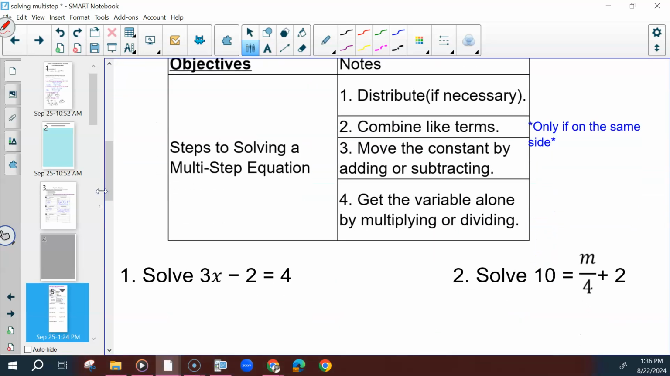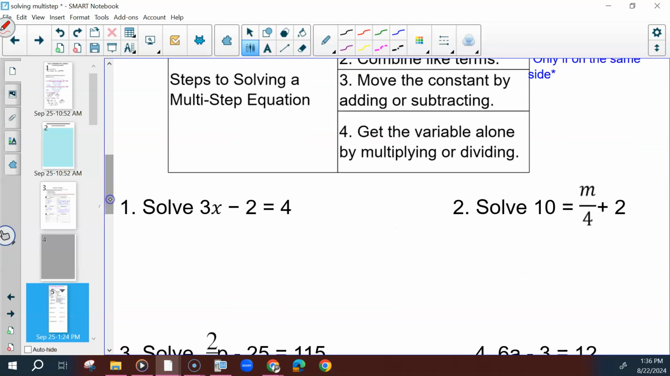These are some steps if you ever get stuck. Try any of these. If you need to distribute, do that. If there are like terms on the same side, so you have 2 x's or 2 constants, 2 numbers, combine those. Move the constant or the variable term by adding or subtracting, and then get the variable alone by multiplying or dividing. Most of the time, that's the order you're going to go. Not all the time, but a good portion.